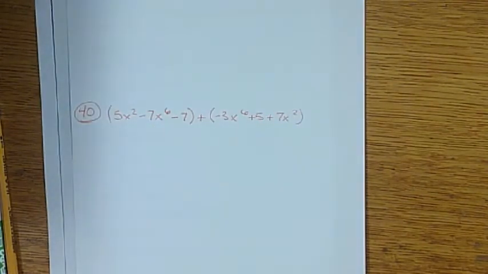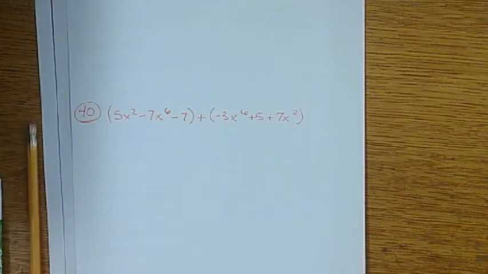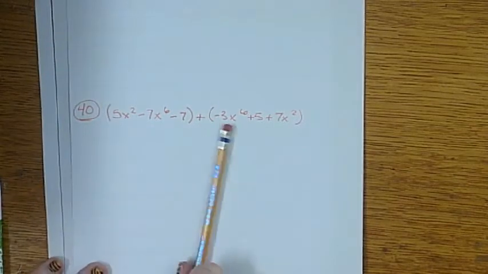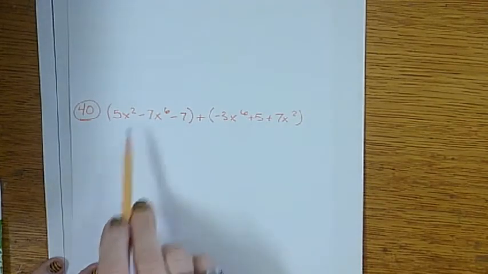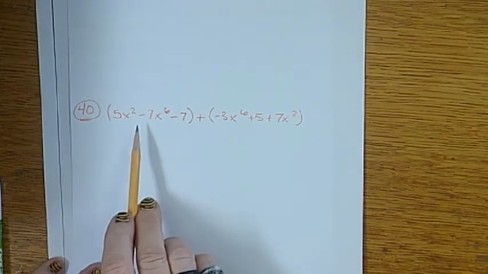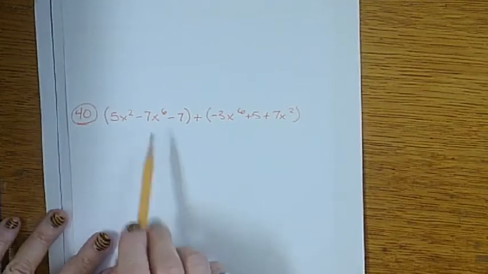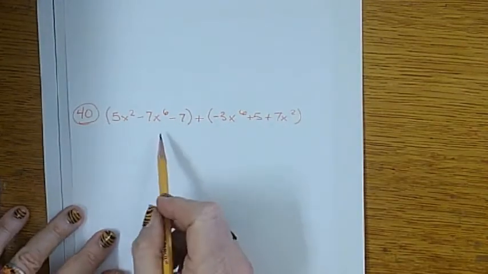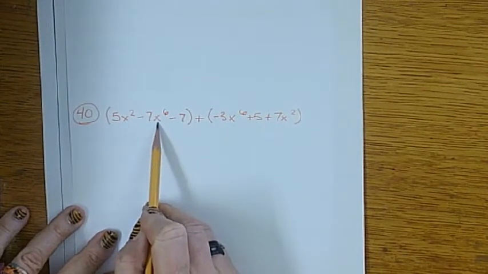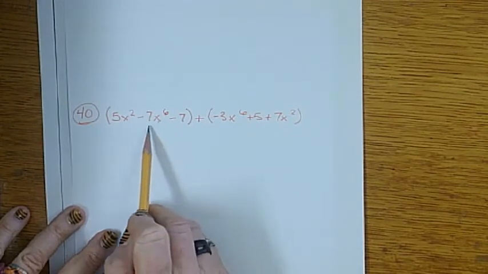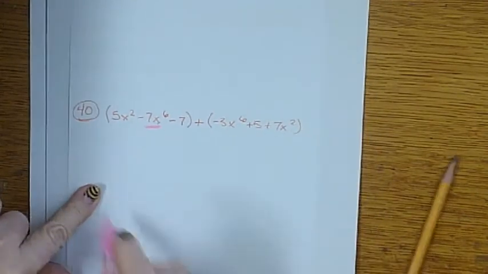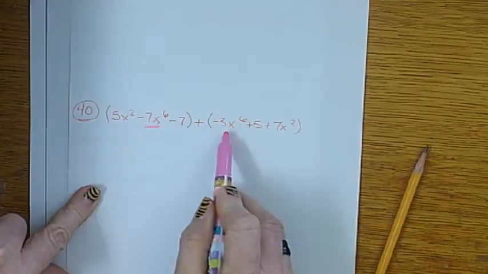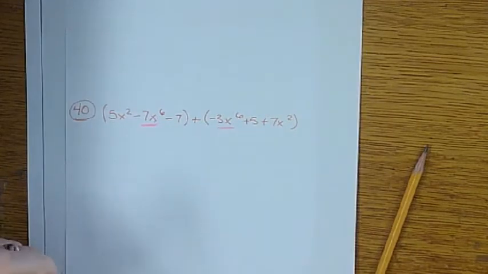So number 40. When we're adding and subtracting polynomials, you're just looking for like terms. And like terms means that their variables and their exponents are the same. You always start with the largest exponent down to the smallest, because that's proper notation. So my largest exponent is x to the sixth. I'm looking for another one that has an x to the sixth, which is right here. So I'm combining those two.